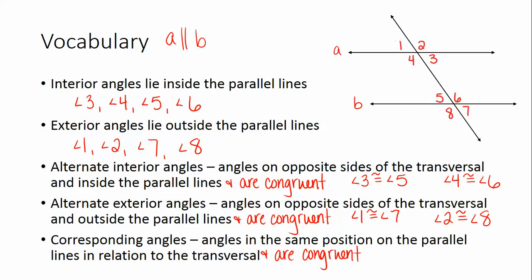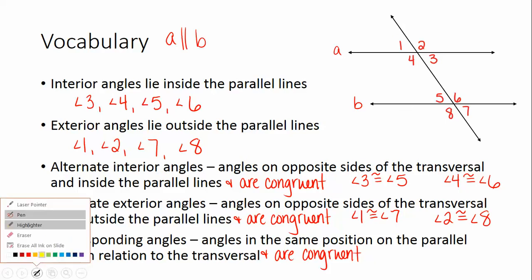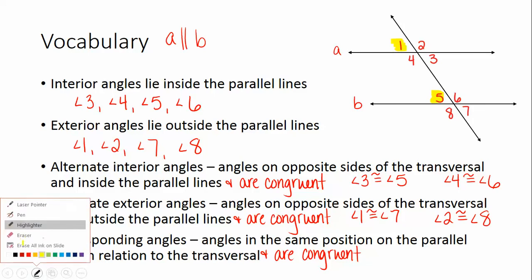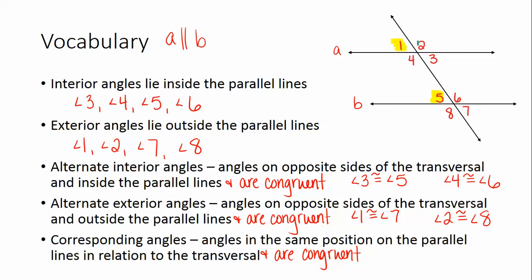So I'm going to use a little bit of a highlighter here. I think this will work a little better. So angle 1 is congruent to 5. Angle 2 is congruent to 6.